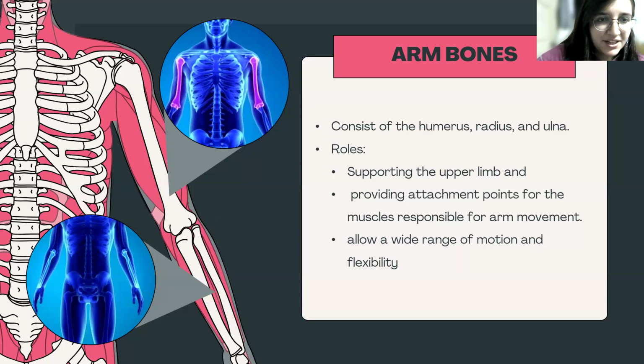This part here is the humerus. This part here is the radius. And this one is the ulna. So the radius is the one that comes along with your thumb. The one that's going along from your thumb is the radius. And then the lateral part is the ulna. Okay. Let's go to the next slide.